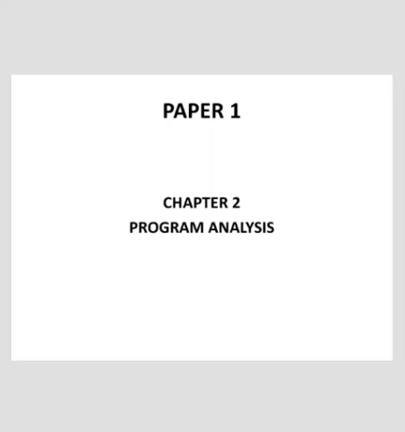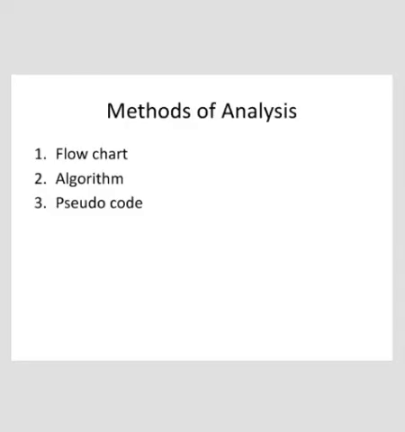Any problem which has to be converted into a computer program must be carefully analyzed. For analysis, various methods are used. These are the methods which we follow. The first is the flowchart. The second is the algorithm. The third is the pseudocode.